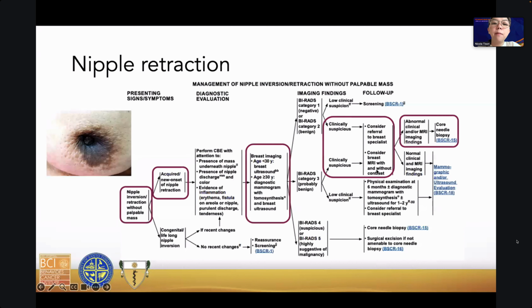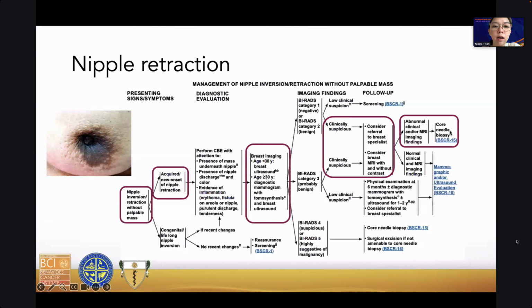So in general, when we do breast MRI, you'll see the guidelines say with or without contrast, but actually, we actually need the contrast to be able to differentiate malignant and benign findings, because it's the kinetics that the radiologists look at to be able to determine if something is suspicious or not. Any abnormal clinical or MRI imaging findings warrants a core biopsy.